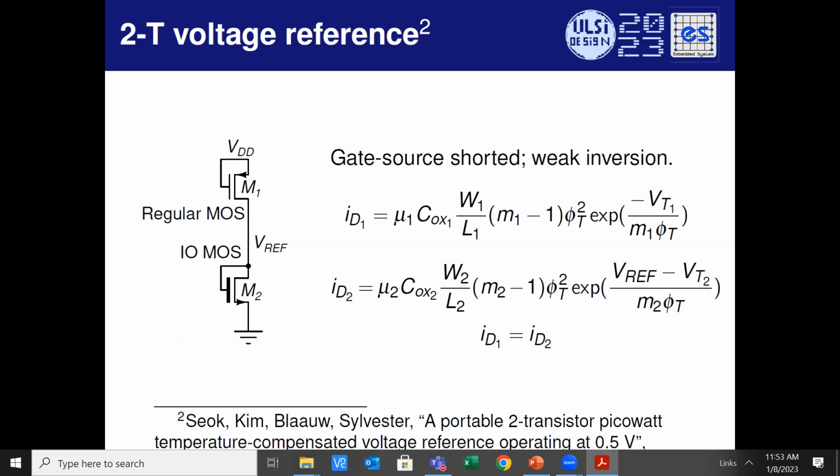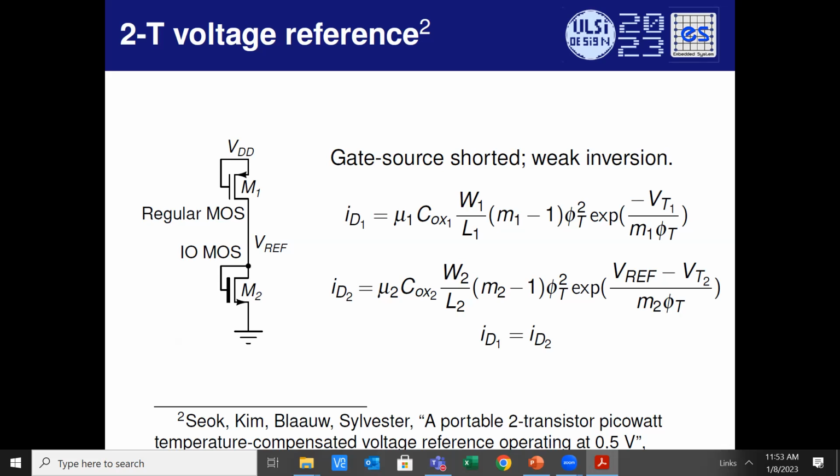Recently, in 2012, this particular paper won the ISSCC Best Paper Award. It had only 2 transistors. Actually, there is more, but what you have to focus on is 2 transistors.